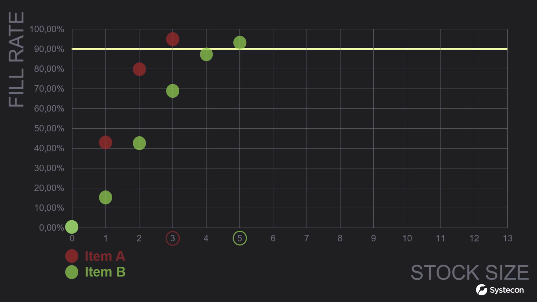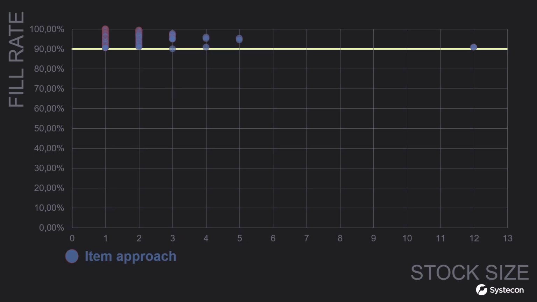Now, if we do this for all the 120 items in our helicopter case, we get a distribution of spares looking like this. All dots are above the yellow 90% line. Note, however, that there are no dots on the line for 0 in stock. And that means that we buy at least one of every single item.